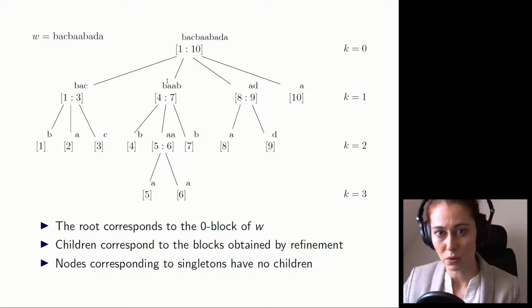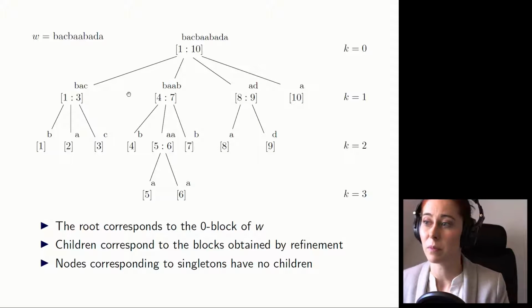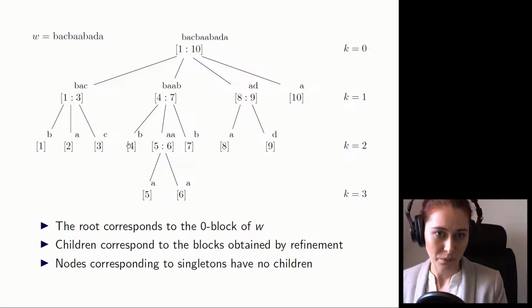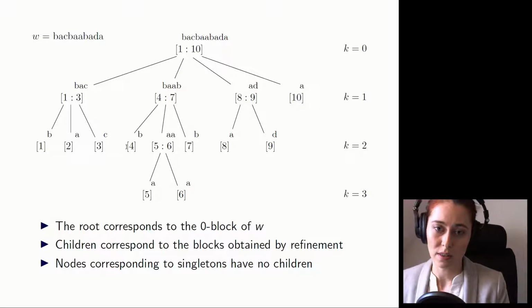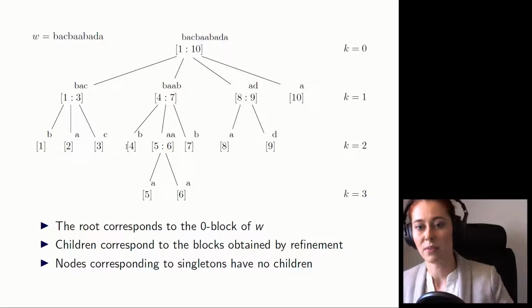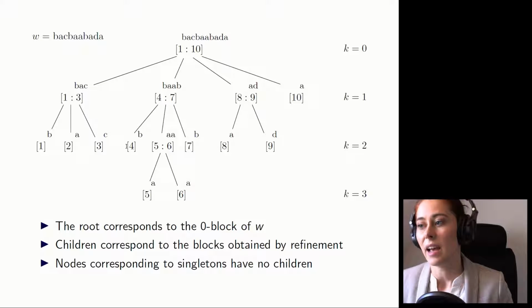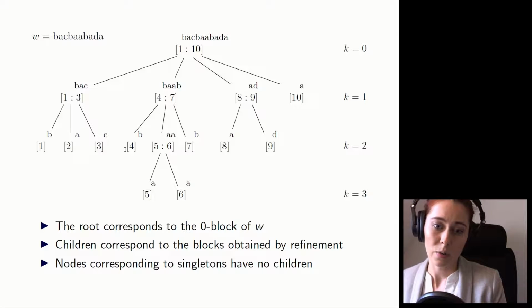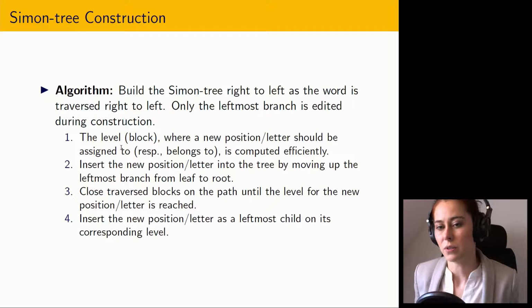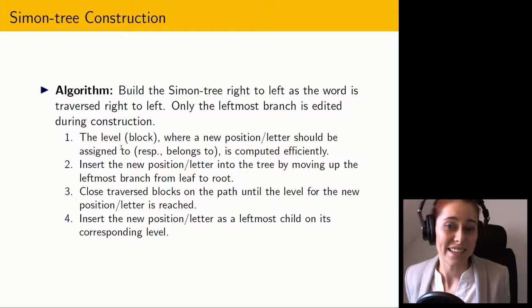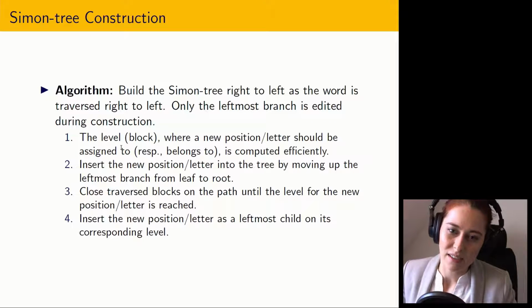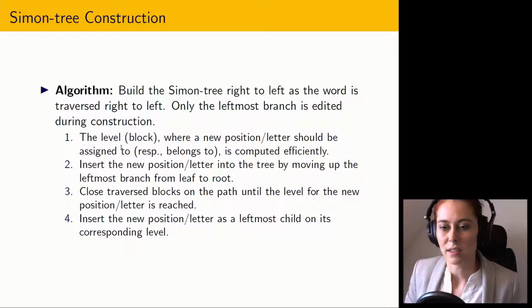The children of a node or a block correspond to the blocks obtained by refinement, as we already saw here in the block rows. And as Tore already mentioned, the implicit blocks, we conclude that nodes that represent a singleton block with only 1 letter have no children. So there are no further singleton blocks coming from other singleton blocks. Yeah, and I will now give a rough explanation of how to construct a Simon tree efficiently in linear time, followed by a construction example. And if you want to see a more detailed description, including some pseudocode, you can see, of course, in our paper.